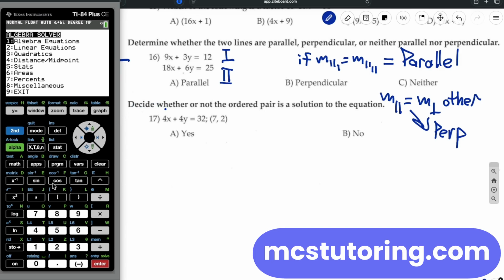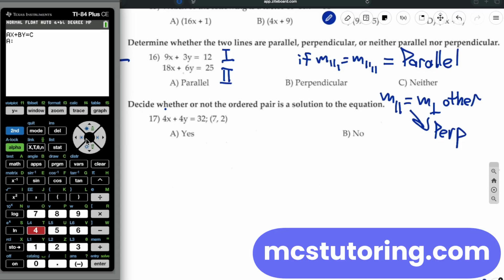First thing, we're going to go to linear equations, as we've been doing for most of these problems. This is the standard form, which you're probably bored with by now. 9x plus 3y equals 12. And then we're going to get everything. So the parallel slope, so this is parallel.